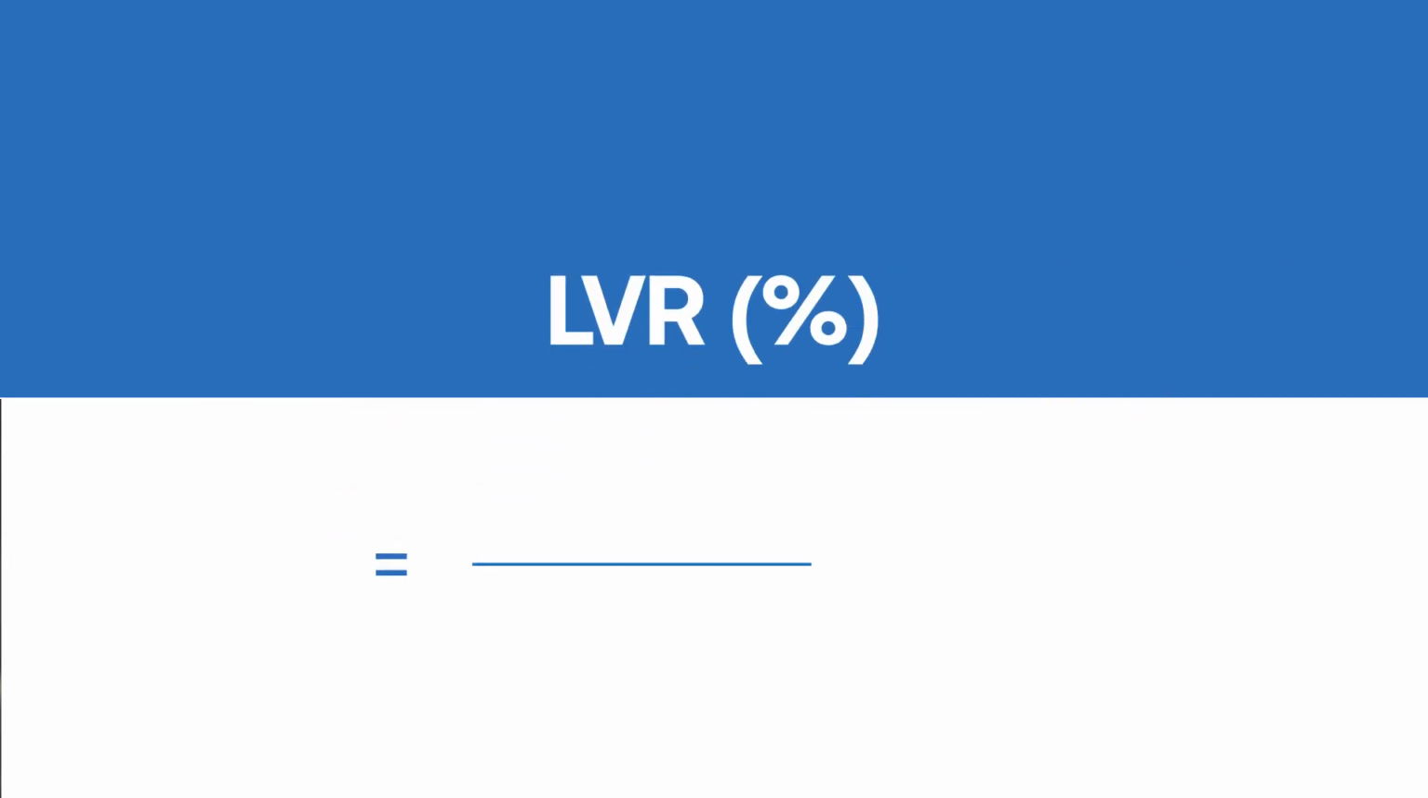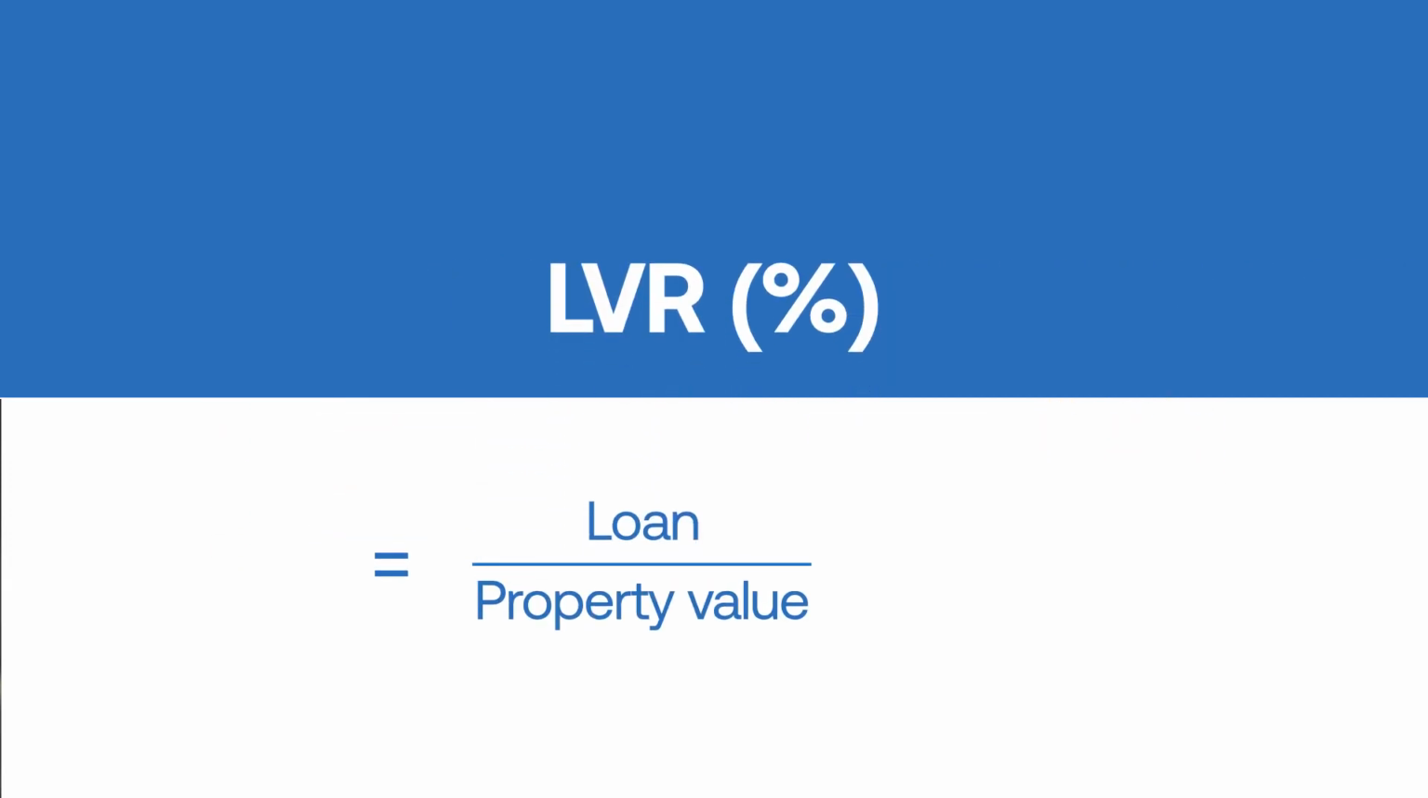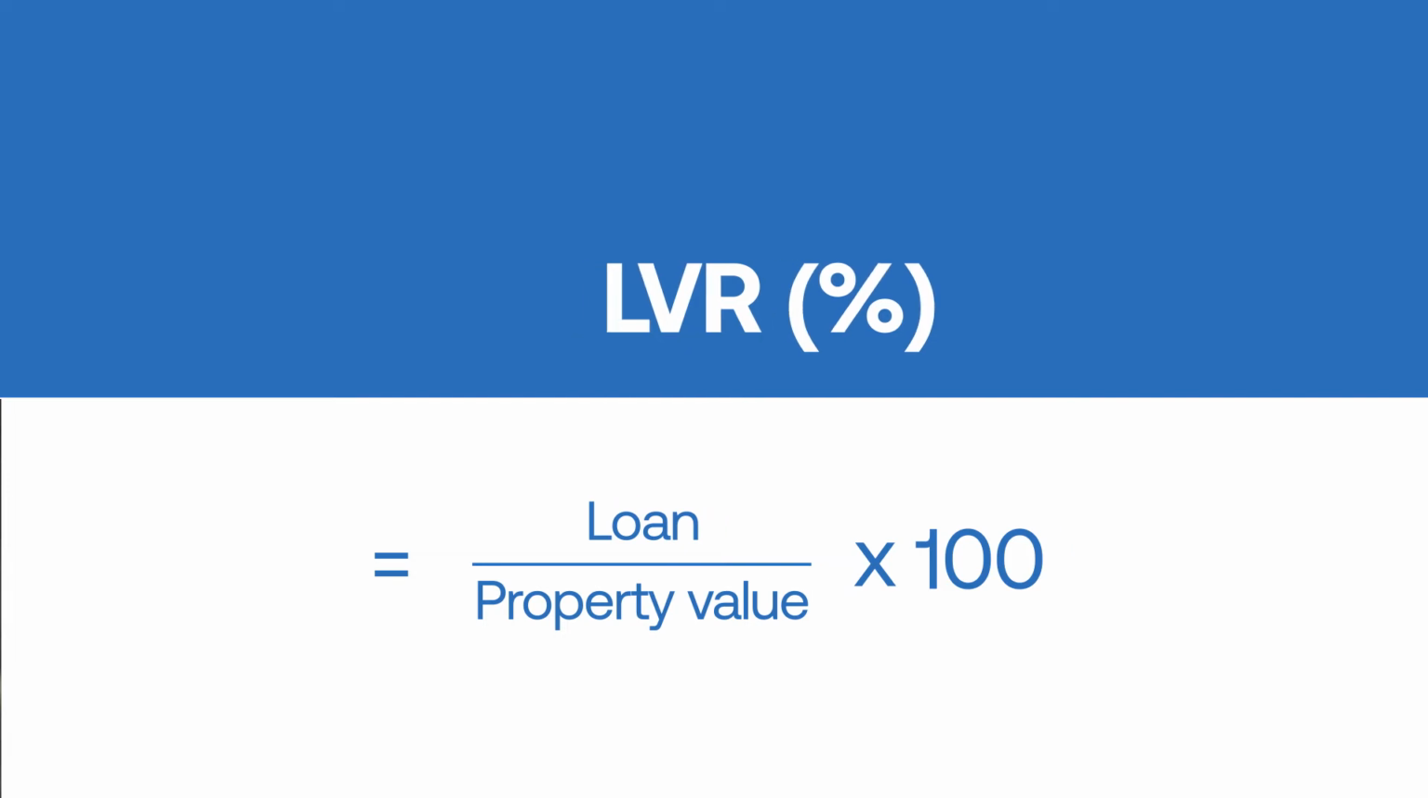LVR stands for loan to value ratio and is a method of determining borrowing capacity and leverage. It's usually expressed as a percentage. So if you had a 40% LVR, it would mean that if your property was worth 100 million, you could borrow up to a maximum of $40 million.